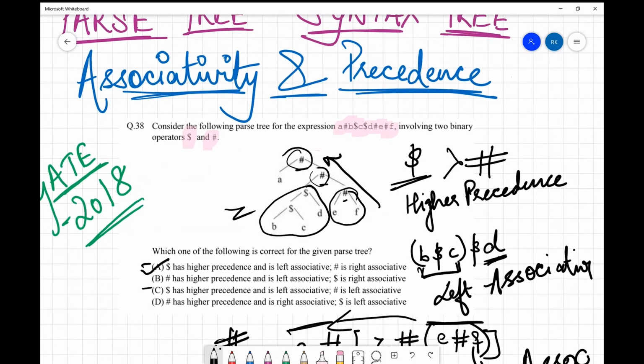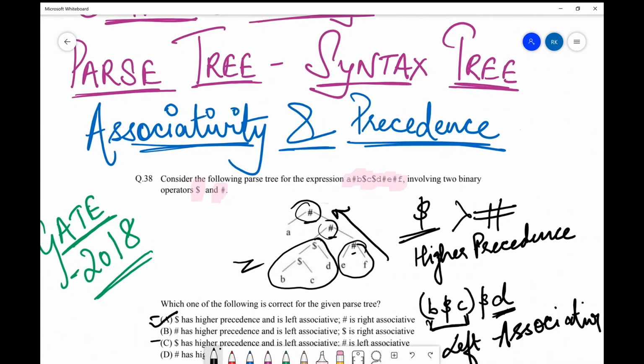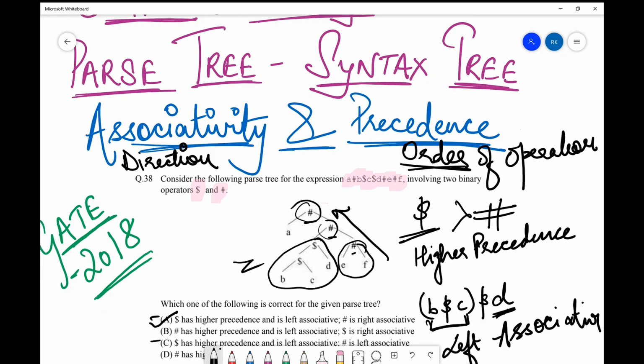You just need to remember two important concepts. Again, a quick review: associativity is the order, the direction in which you solve. That is the keyword that you can remember with associativity. And precedence is basically the order of operators, in which you give precedence or preference to operators when you solve the expression.